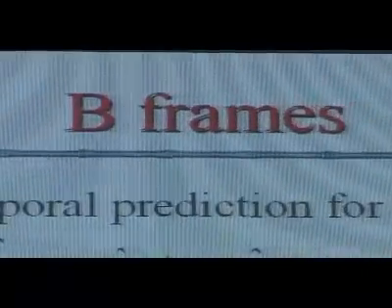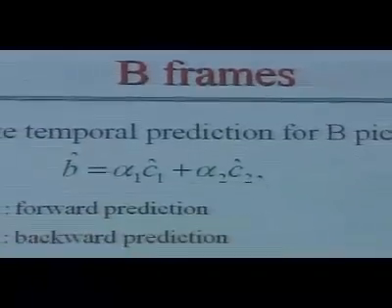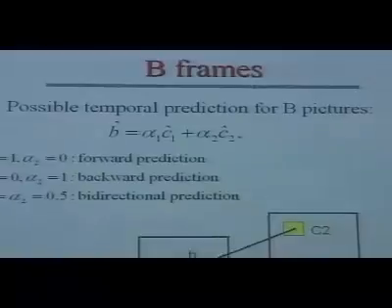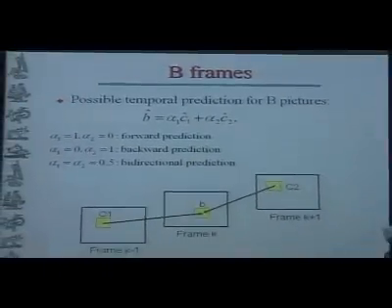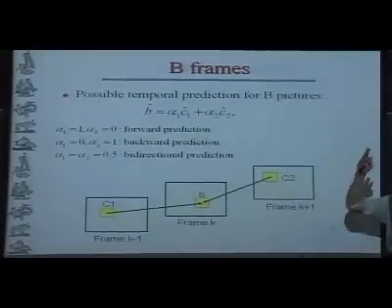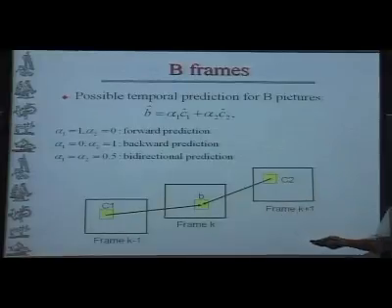Okay? This is in the past. This is in the future. Okay? How can we observe the future? We just delay the operations. We delay the motion estimations. We capture the future frame first, and then we start the motion estimation process.